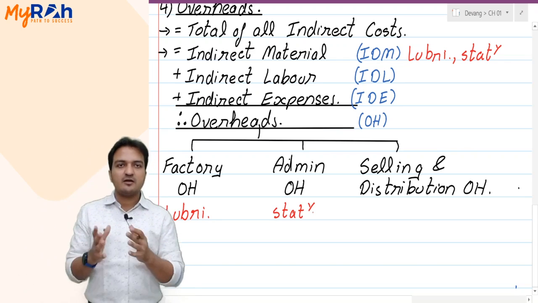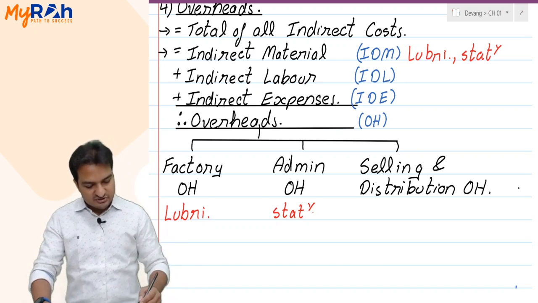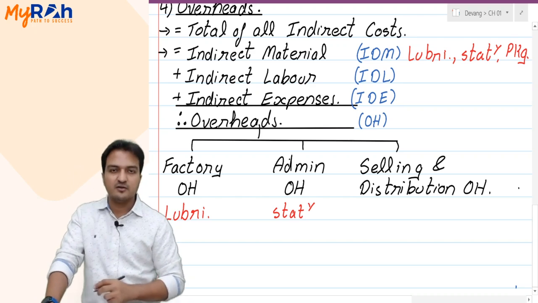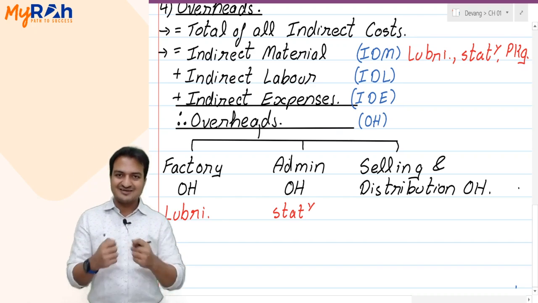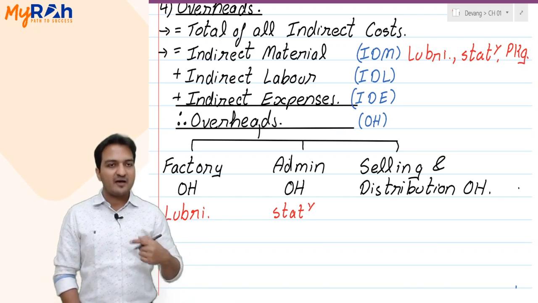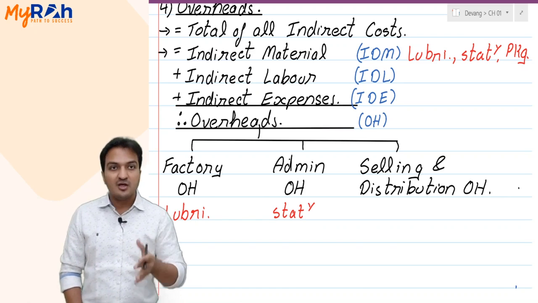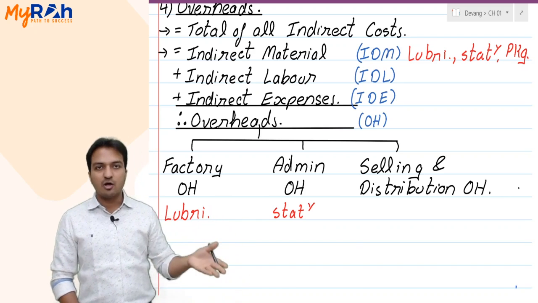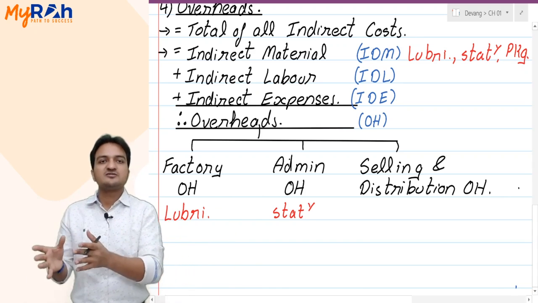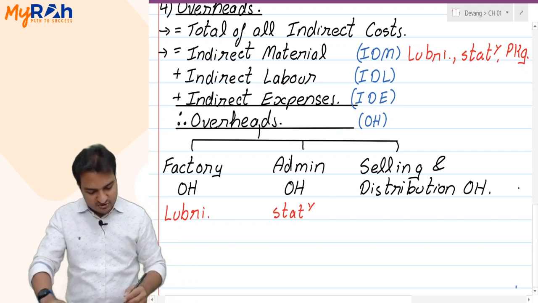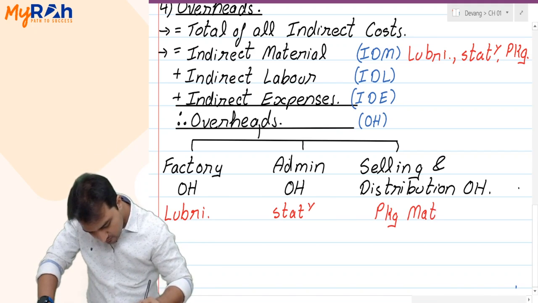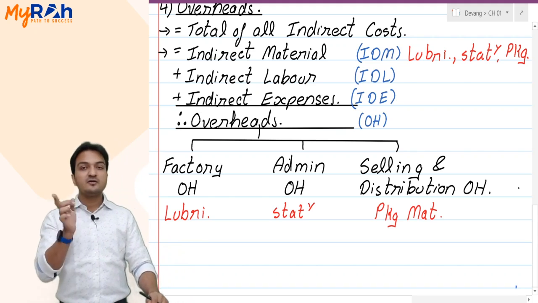Think about materials that are used for selling or distribution. Well, materials used for selling and distribution, simplest example I will say, packing material. The carton boxes, the tapes and the ropes which you are using to pack the finished goods into boxes will fall under packing material. Packing material is not required for production. It is required for selling. That comes under selling and distribution overheads. So these were your indirect materials.